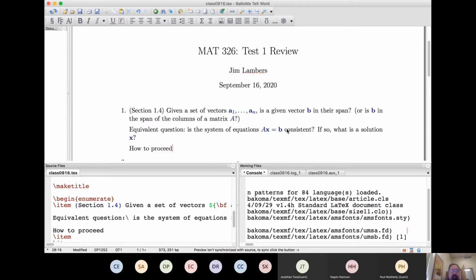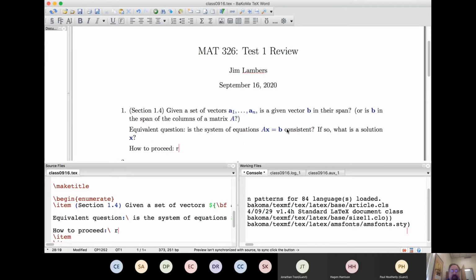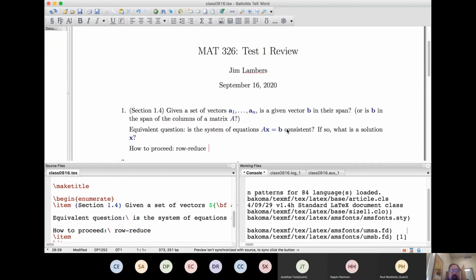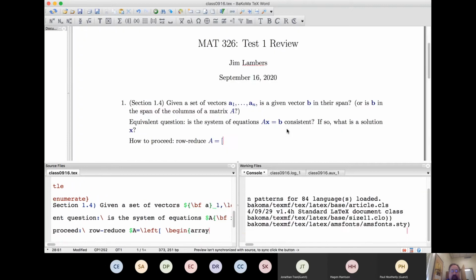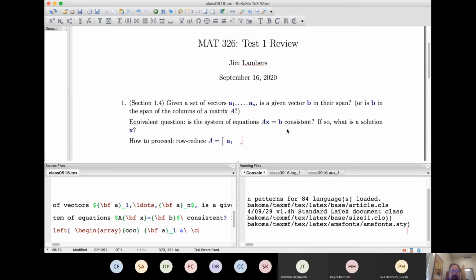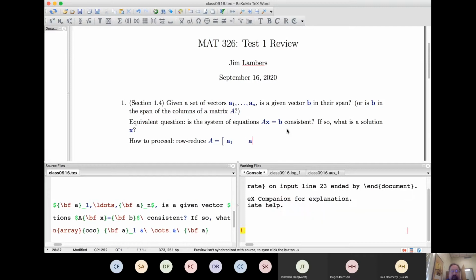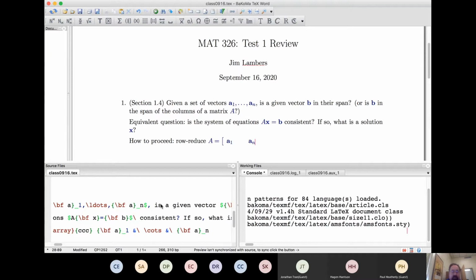So how would you proceed with a problem like that? What you would do is you would row reduce A, and just to cover different types of ways in which this question can be asked, if you're not given a matrix, but rather a collection of vectors, then you make them into a matrix. Okay.